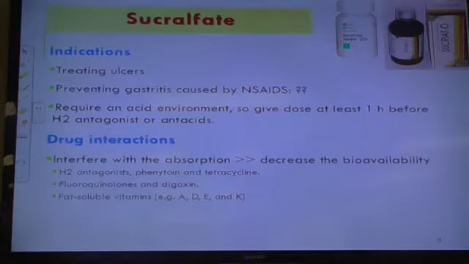The drug needs an acid environment to become a gelatin form. So you need to give the dose at least 1 hour before the H2 antagonist or antacid. When you use an H2 antagonist or antacid, there is less gastric acid production and the pH increases, and sucralfate cannot become a gel.